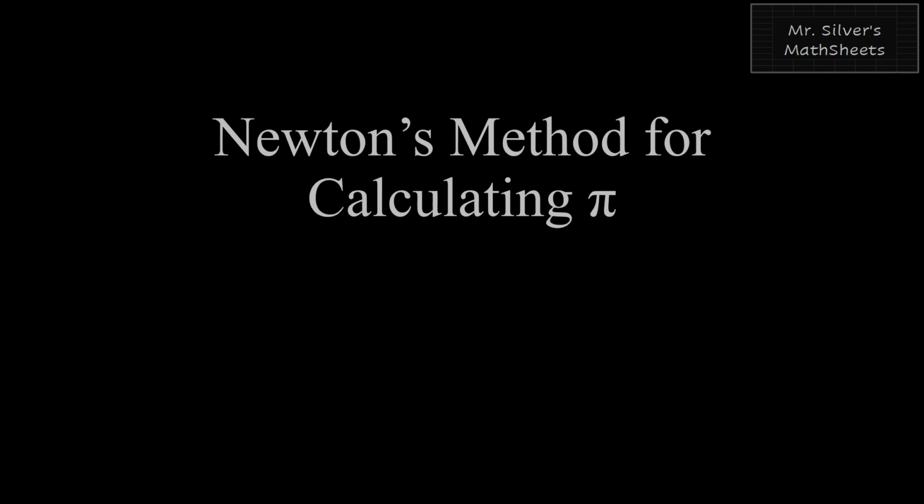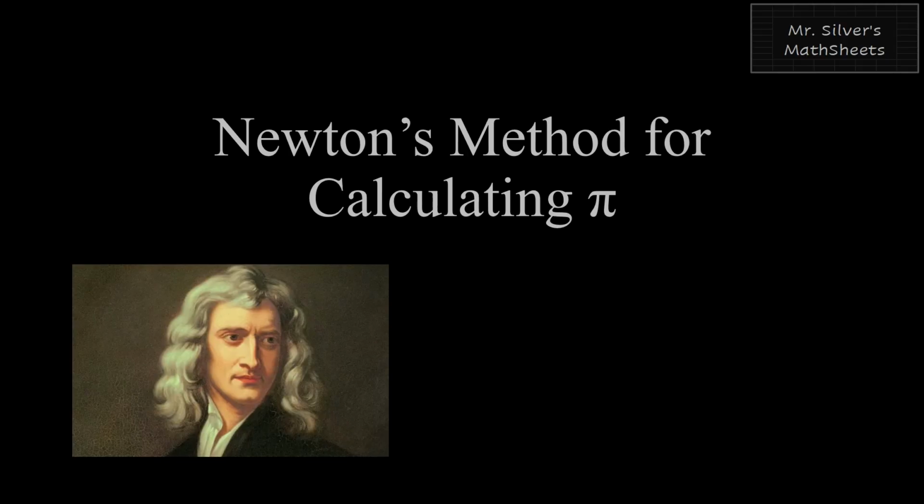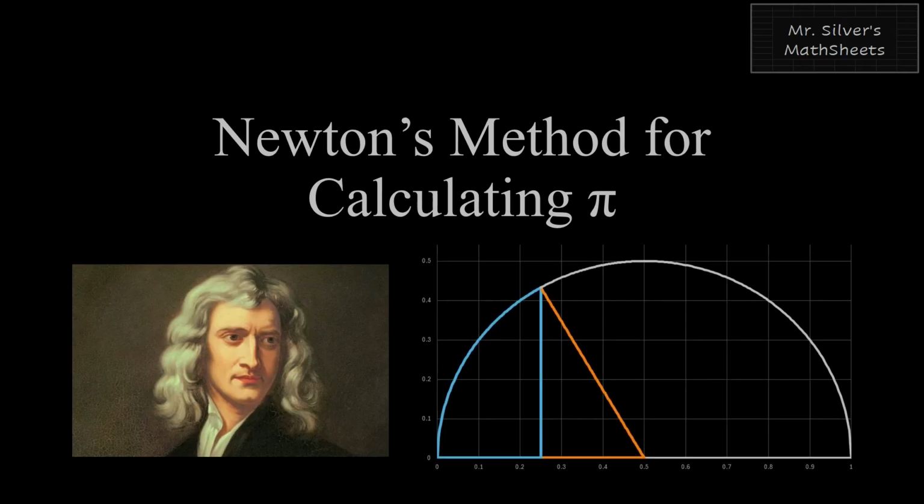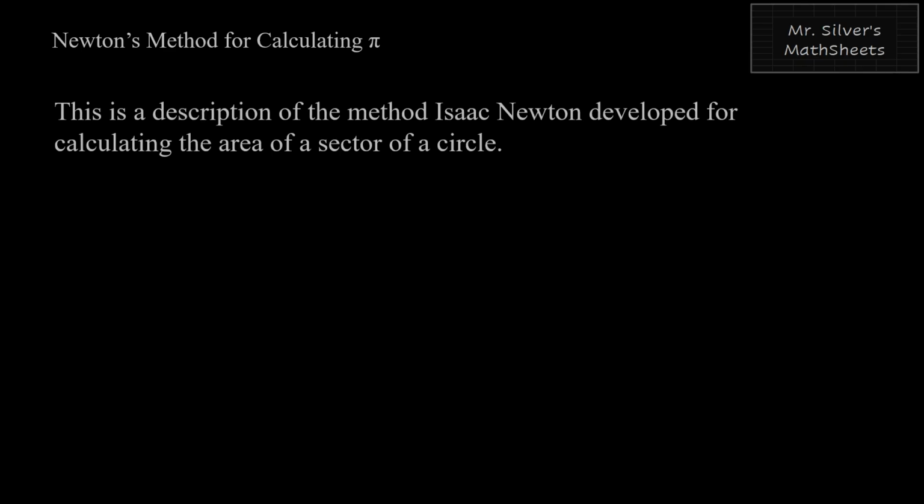Newton's method for calculating pi. Here's Newton, and here is the diagram that he used. This is a description of the method Isaac Newton developed for calculating the area of a sector of a circle.